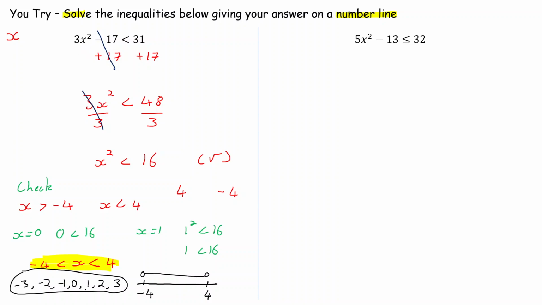And you can check one. If x is 0, 3 times 0 squared is going to be 0, so you're left with minus 17, which is less than 31. Any values of x outside of this range of values will not satisfy the original inequality.